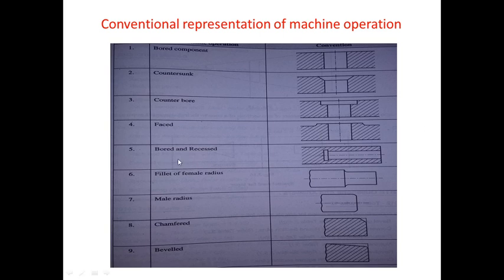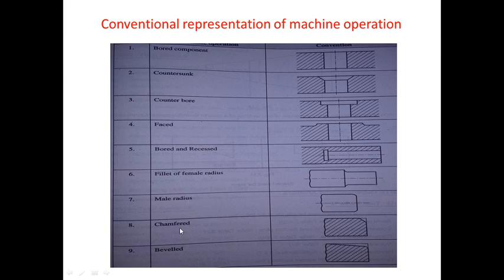Bore and recess. The conventional representation of boring and recessing is this. So whenever this symbol is present on the production drawing, it will indicate that the workpiece has to be bored and then it has to be recessed. Similarly, for fillet, male radius or female radius, we use this type of symbols.